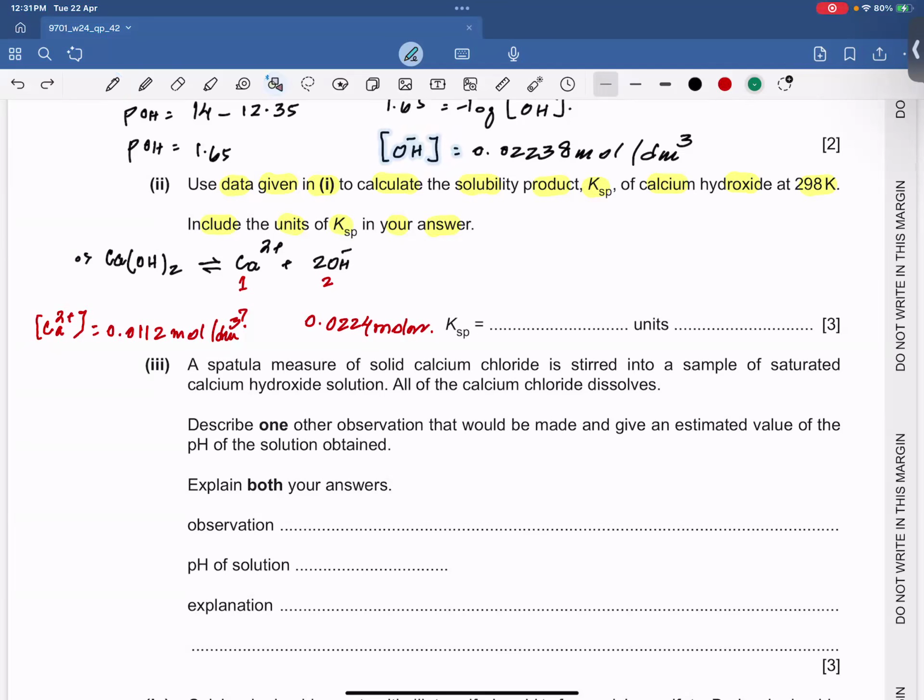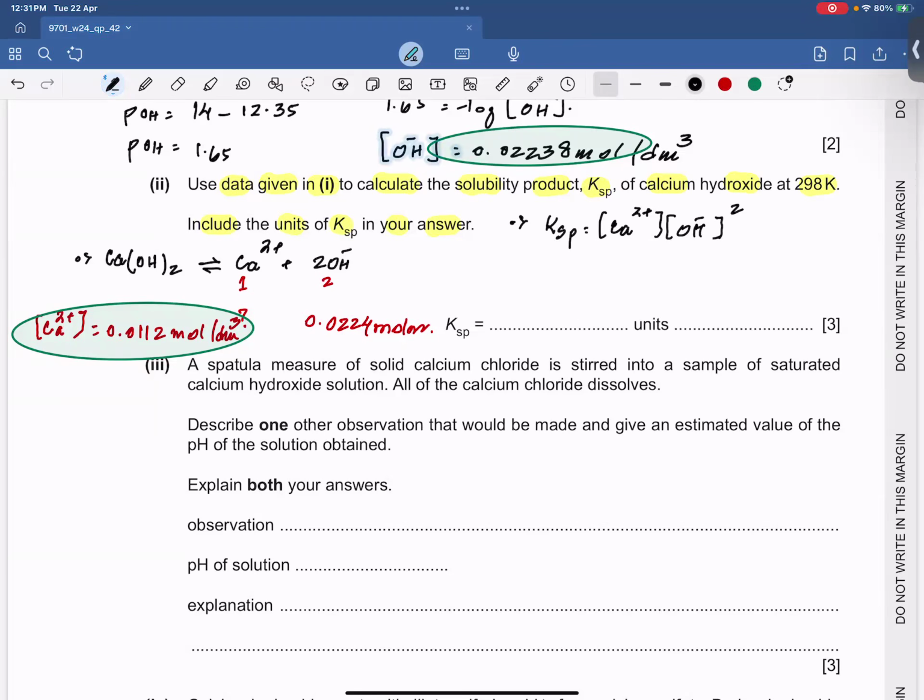I know the concentration of hydroxide ions, which means I can find the value of KSP by plugging the value in the formula. So let's introduce the value in the formula. In order to calculate the KSP of calcium hydroxide, the formula is concentration of calcium ion, concentration of hydroxide ion. Since hydroxide has 2 moles, the number of moles has to be in power. Concentration of calcium ion is 0.0112. Concentration of hydroxide ion is 0.0224, and it's a square.